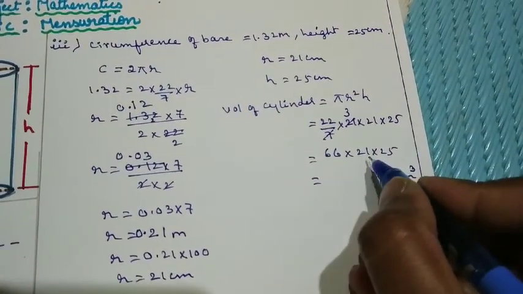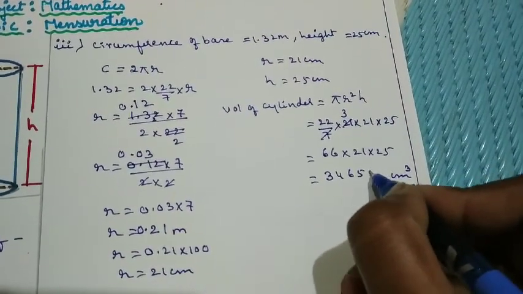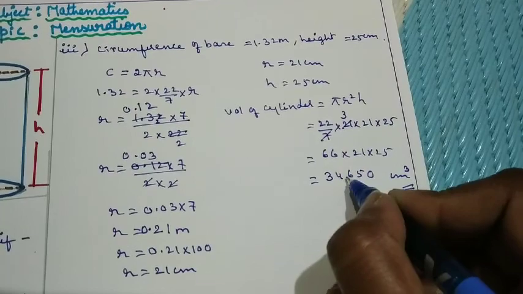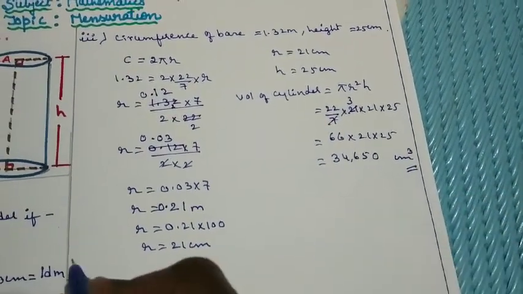So multiplying all these numbers, we get 34,650 centimeter cube. Now we'll go to the second question.